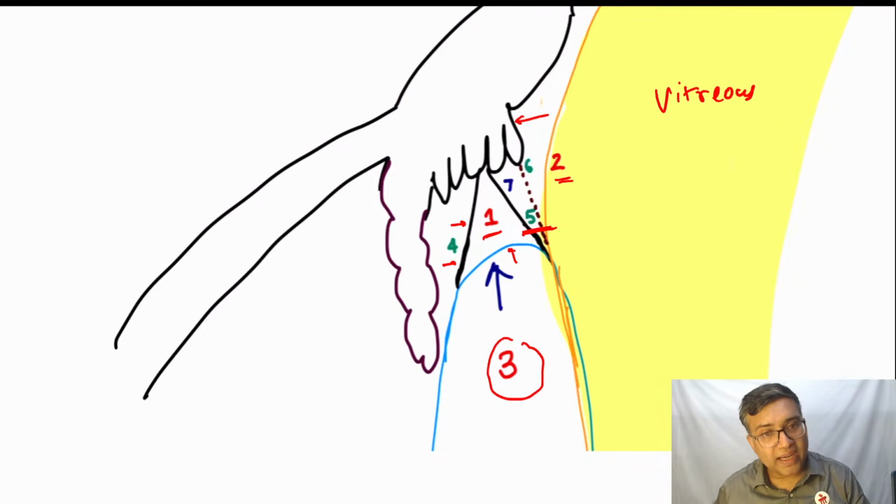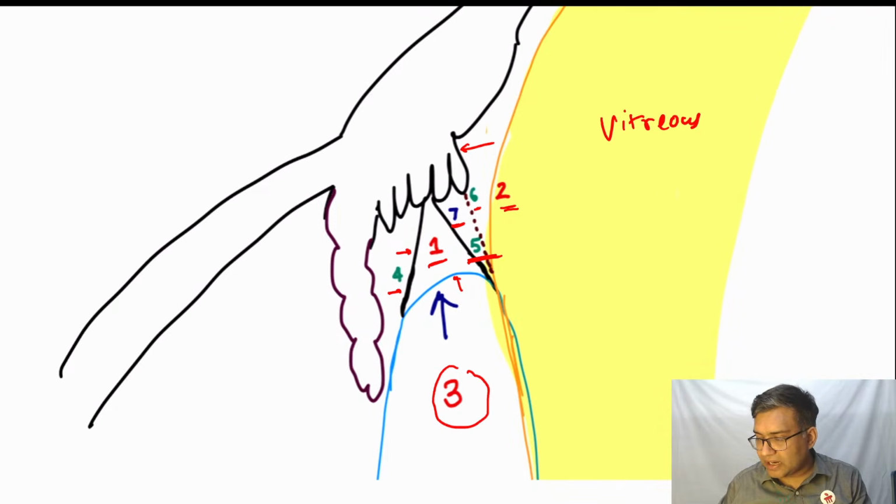This is space 1, which is basically called the canal of Hannover, and we have space between the 5 and the 6. So 5 is our post-equatorial zonules and 6 is our hyaloid zonules. So the space 7 is basically called the canal of Petit.